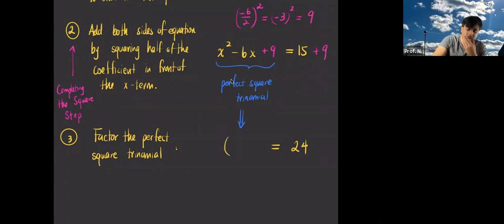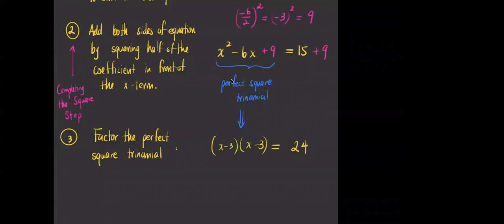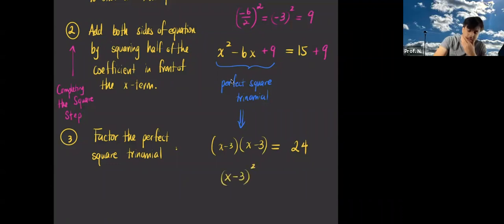So when you factor it like that, x minus 3 multiplied by x minus 3, instead of writing it like this, how should I write this instead? x minus 3 squared. There we go. And so now we have x minus 3 squared equals 24.